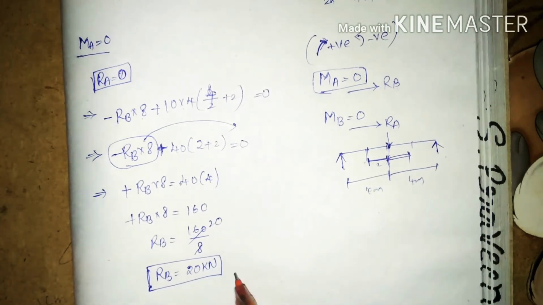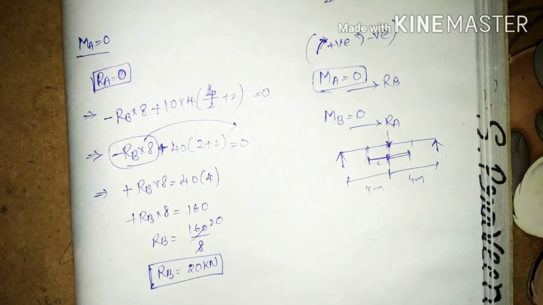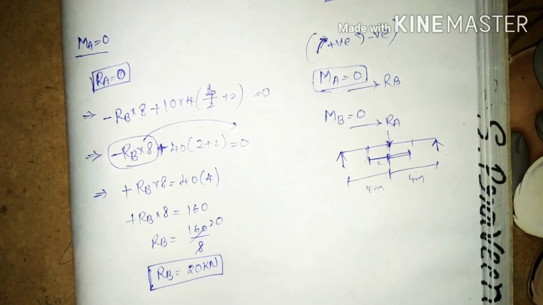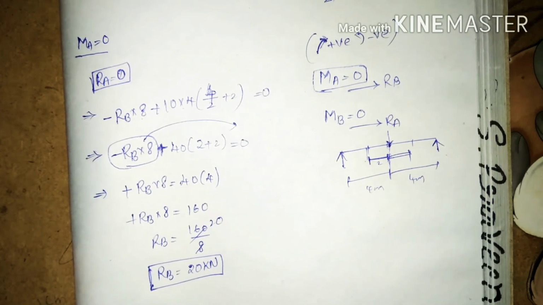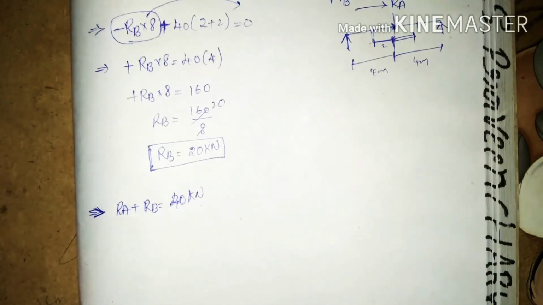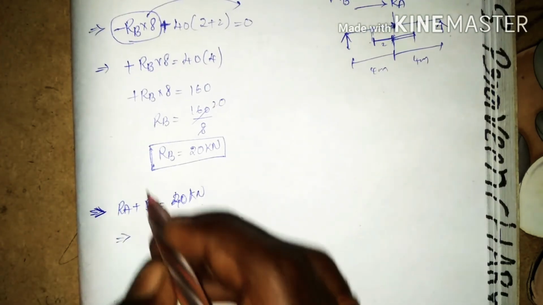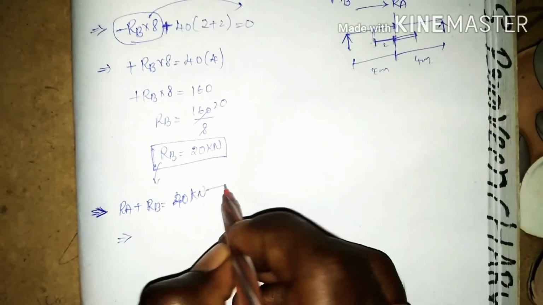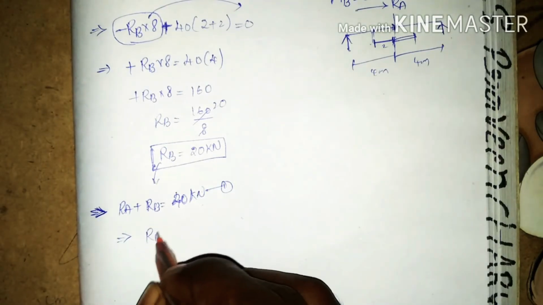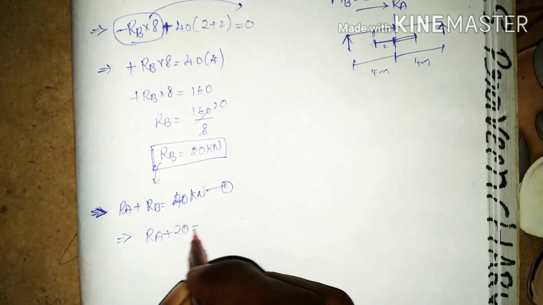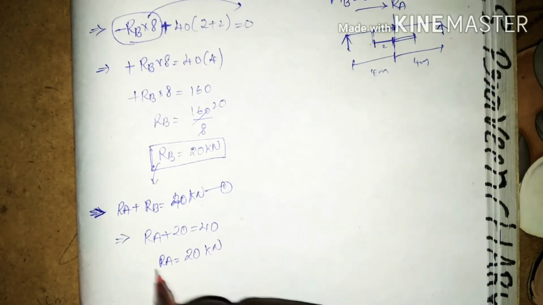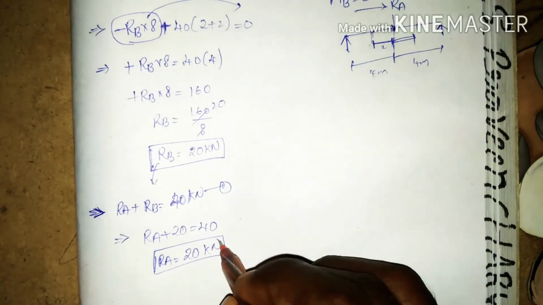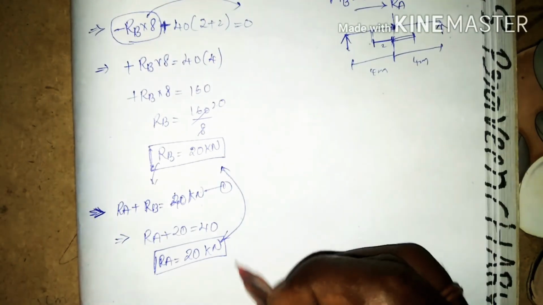In a similar way, we have equation 1: RA plus RB is equal to 40 kilonewtons. I am going to substitute the RB value in equation 1 to get the value of RA. RA plus 20 is equal to 40, so RA will be 20 kilonewtons. RA is equal to RB, as the load is symmetrical.